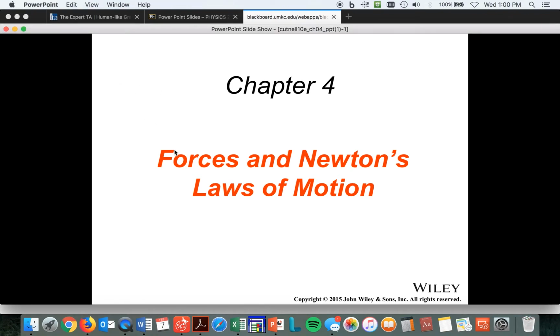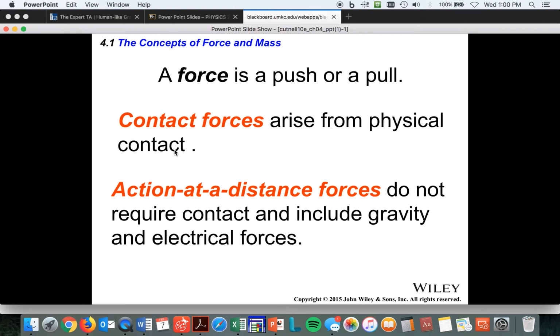Okay, so here we are. Newton's law. All right, a force is a push or a pull. Okay, contact forces arise from physical contact. You actually push on it, you touch it, or something is hooked up to something and pulling it. There are also forces that do not require contact and include gravity and electrical forces.